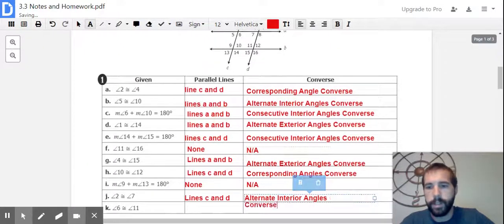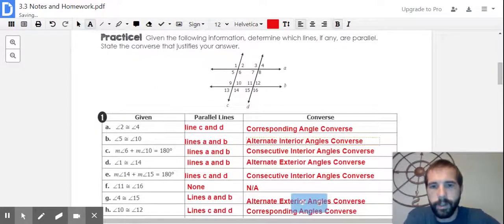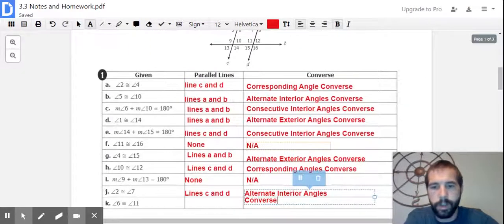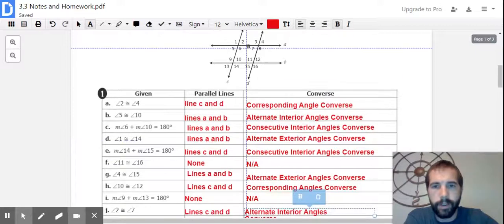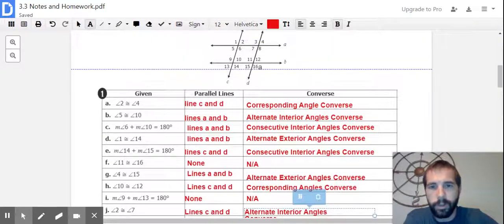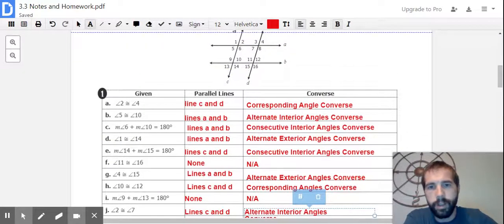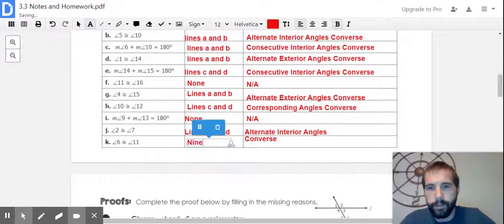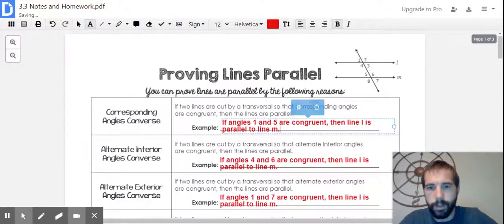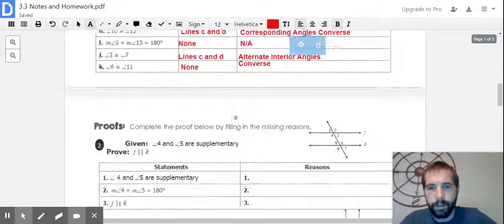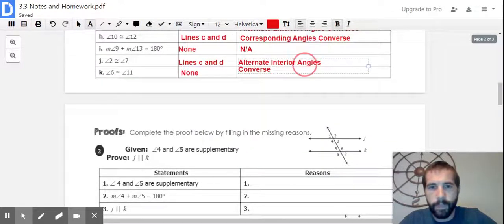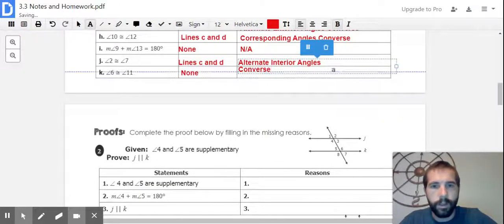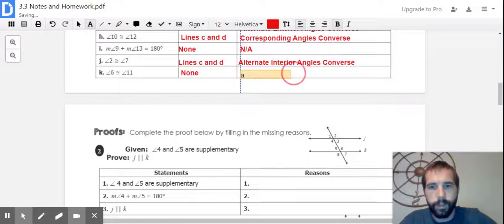Last one, 6 and 11. So if angles 6 and 11 are congruent to each other, let's see, they're in two different groups, but there's no transversal connecting them to each other. So angles 6 and 11 don't have any relationship. So that one would be none. None of the above apply. So for this one, no lines are parallel, so then there's no converse that we can use.